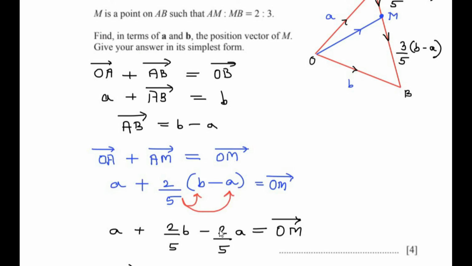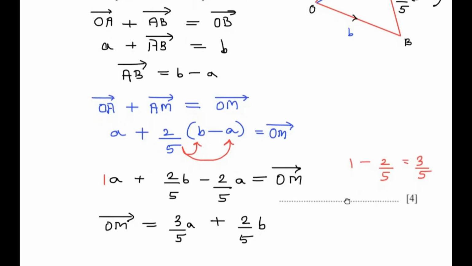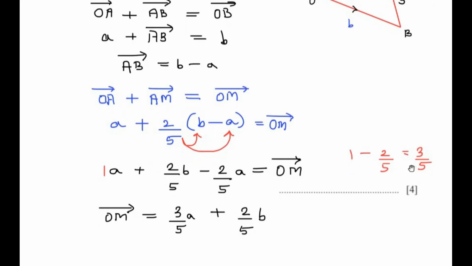Now A and minus 2/5 A are like terms. So this is 1A and this is minus 2/5 A. So basically we are going to just take the numbers, that is 1 minus 2/5, that will give us 3/5. So it is going to be 3/5 A. So our answer will reduce as OM is equal to 3/5 A plus 2/5 B. Now this answer is in its simplest form. So this is going to be our final answer.